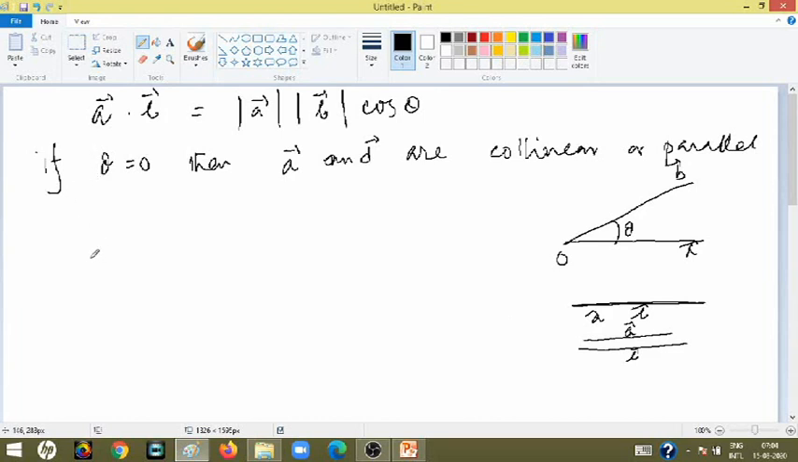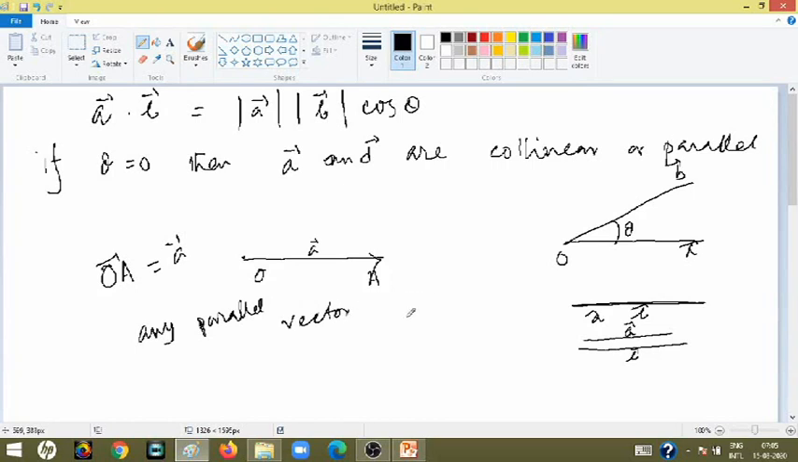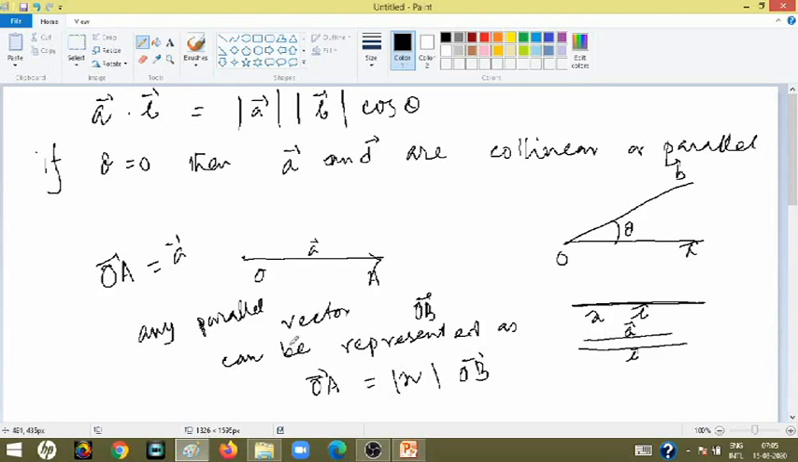Now here let us discuss a matter that OA equal to A is a vector which is denoted by OA, and any parallel vector OB can be represented as OA equal to n OB. Here n is a scalar quantity, and OB is a vector, OA is a vector.